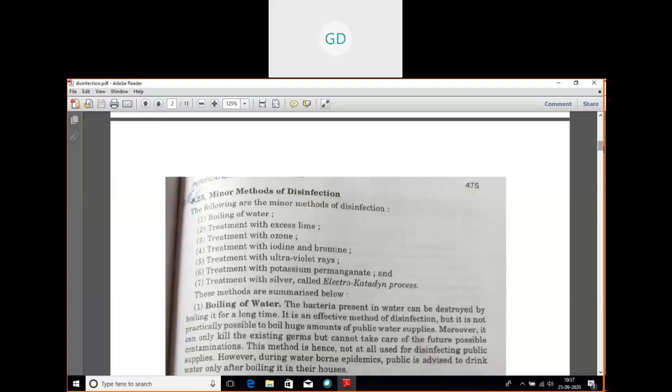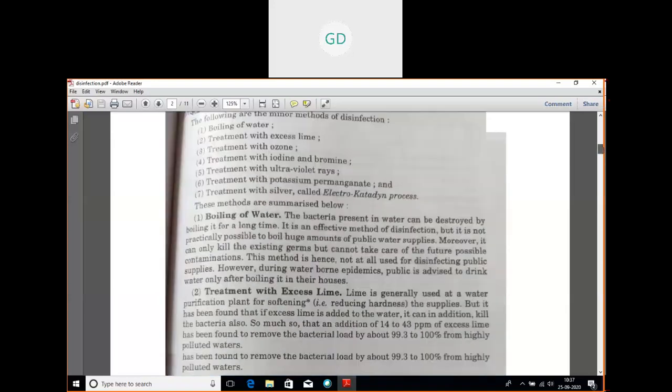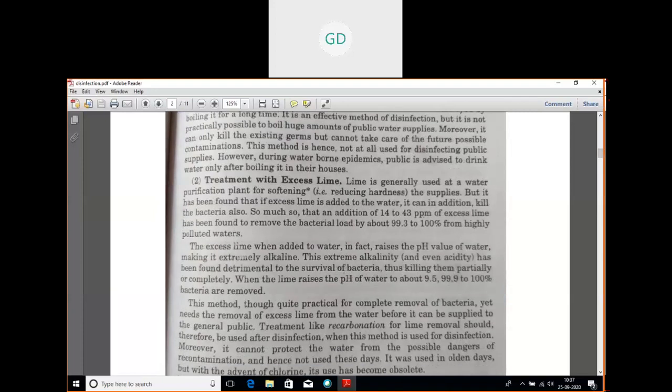Okay, so this you see here, next is your treatment with excess lime. Treatment with excess lime, yes, lime also kills the bacteria. But you have to add excess lime, because we already know that lime reduces the hardness of water. But when you add excess lime, 99 to 100% of your bacteria will get removed.